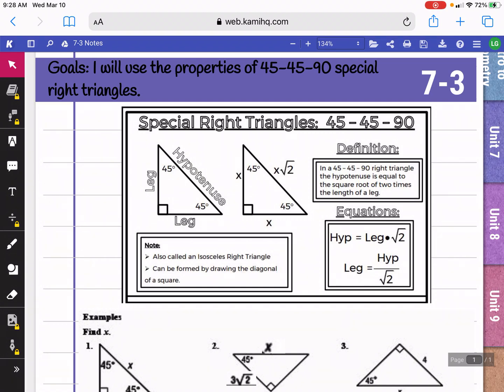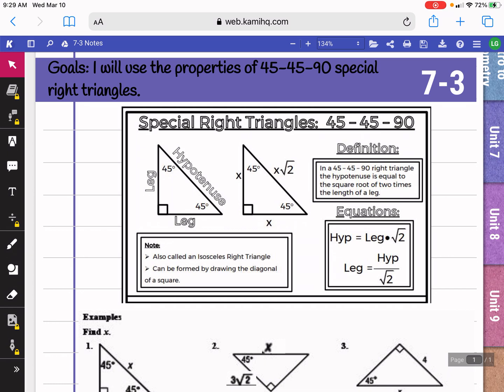In topic 7.3, we're going to begin learning about special right triangles. In this video, we're going to learn about the 45-45-90 triangle. A 45-45-90 triangle is also called an isosceles right triangle because that 90 degrees makes it right, and since two of the sides are congruent or equal, it's isosceles. It's actually like taking half of a square.